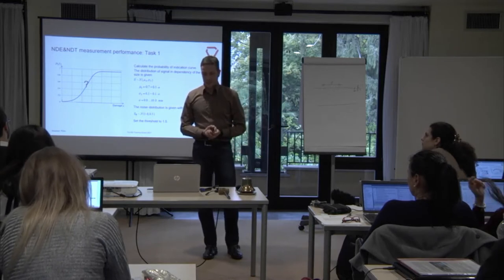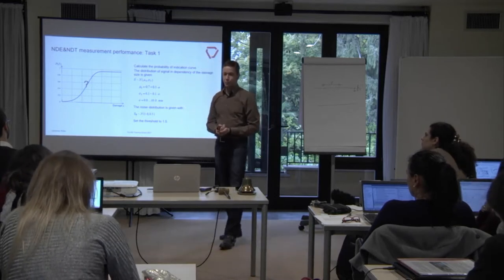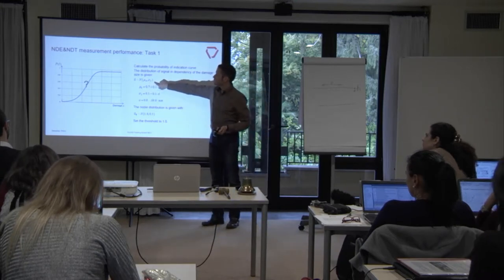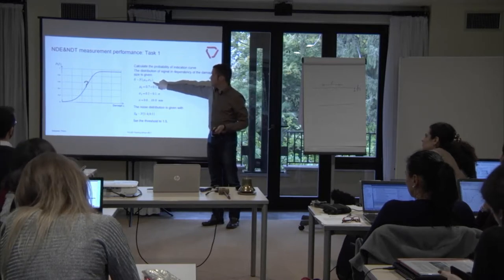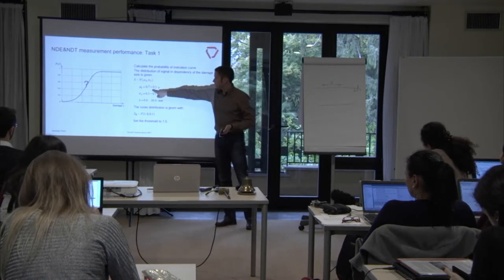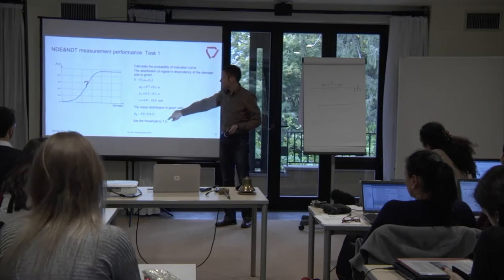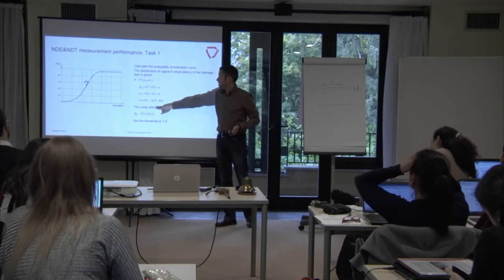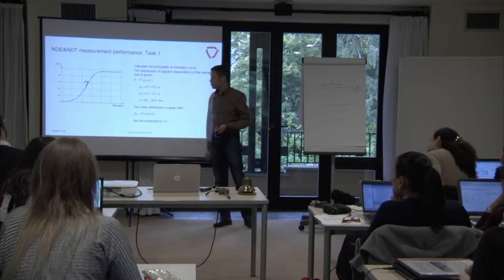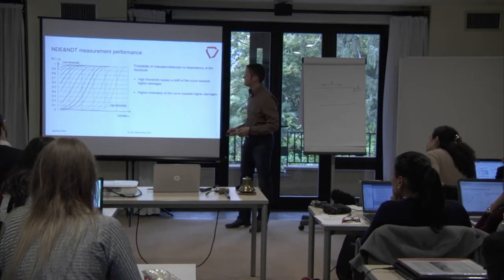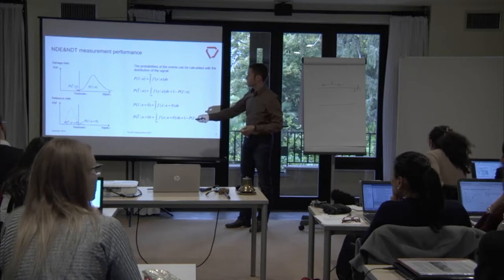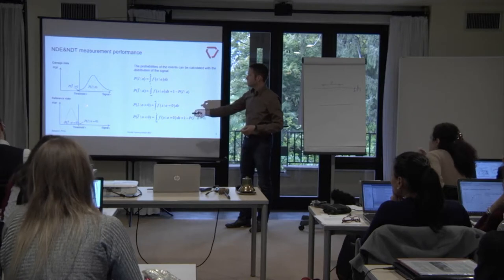Now we could calculate a probability of indication curve. We assume that the signal is normally distributed, and the mean and standard deviation depend on the crack size, which ranges from 0 to 10 millimeters. And we also have a noise distribution. So basically, we have defined these distributions for the damage state, as a function of the damage size a, and then we also have the reference state.